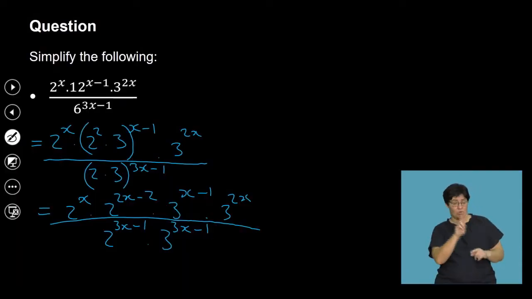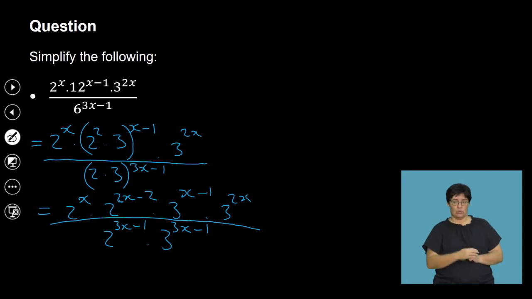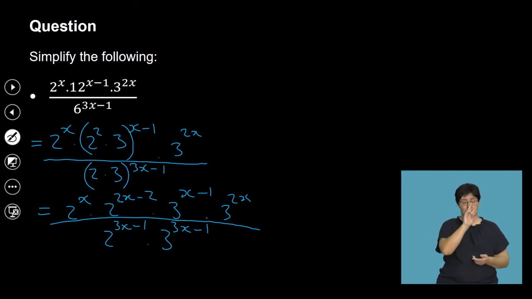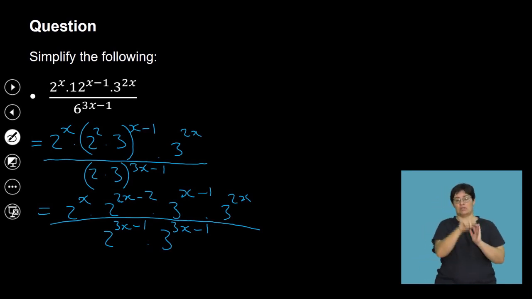So let's look at it. The first one here, it's 2 to the x and 2 to the exponent of 2x minus 2. The x plus 2x will be 3x. I'm then going to subtract the 3x at the bottom there, which will give me 0. The minus 2 minus minus 1 will be minus 2 plus 1, right? So it means now I'm left with 2 to the exponent of minus 1.